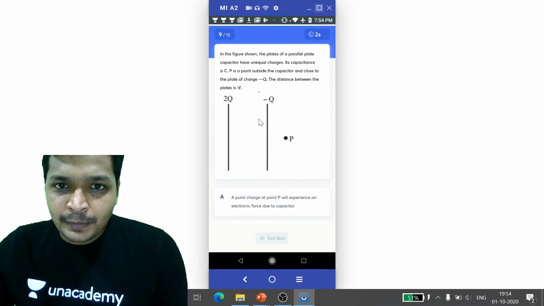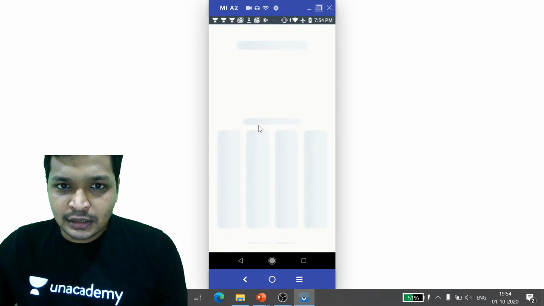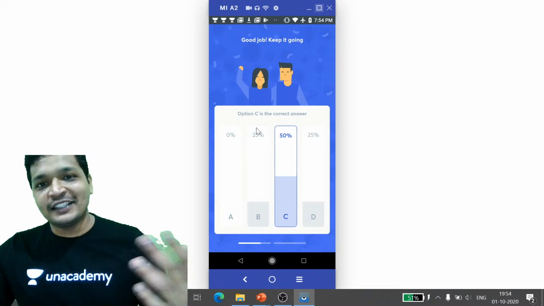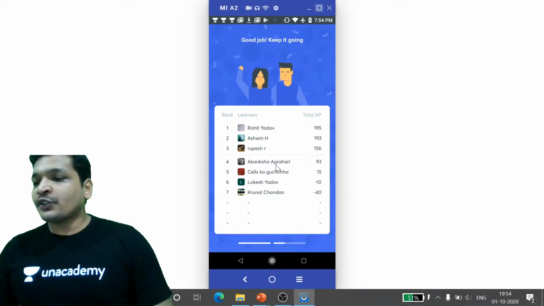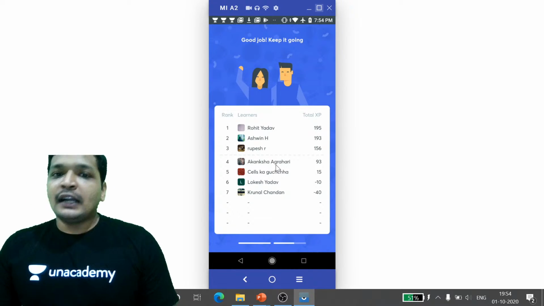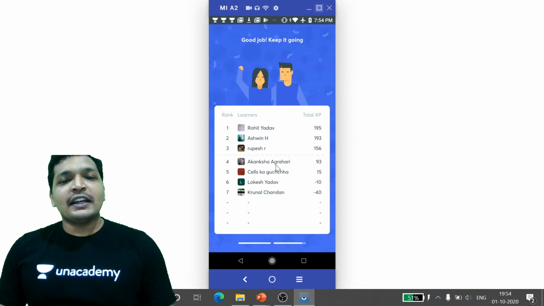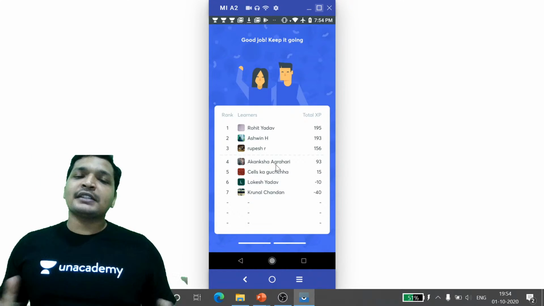The shown figure of plates, capacitance is outside the distance. All right, I did not read the question, but anyway, 50% of you have answered the question correctly. I believe this is going to be the last question, guys. And post this, we'll have a very interesting, very basic lecture.